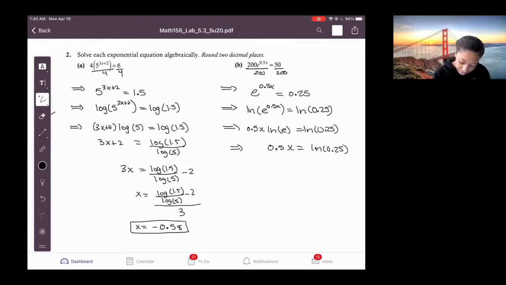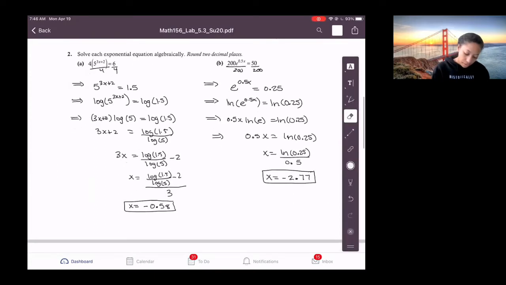And last step, divide both sides by 0.5. All right, so ln of 0.25 divided by 0.5. This gives us that x is equal to negative 2.77. All right, then on to the back.